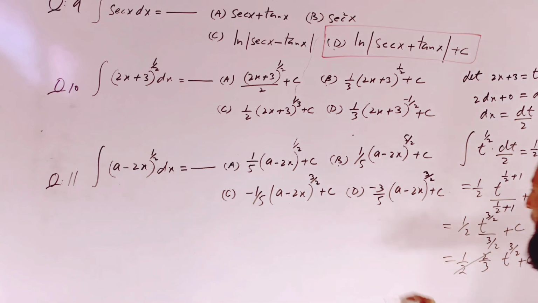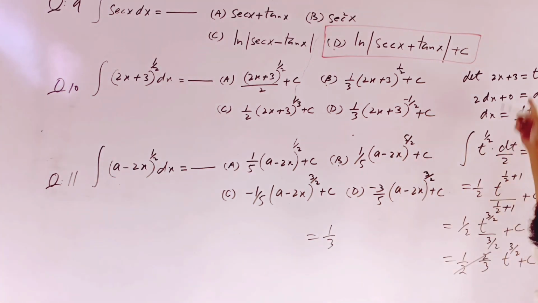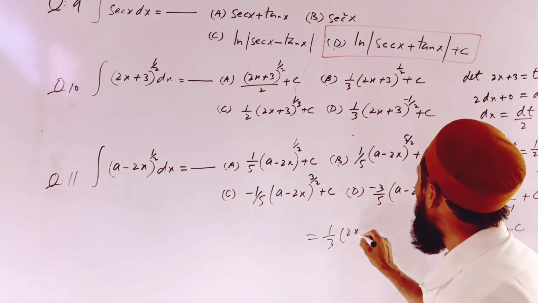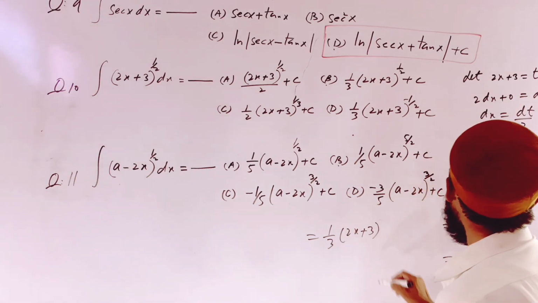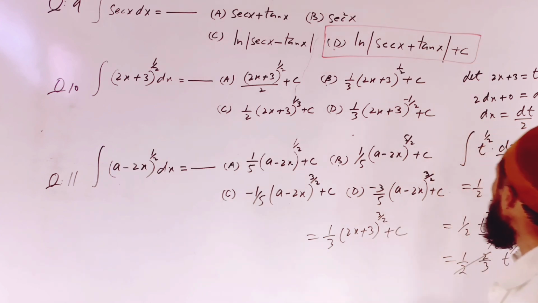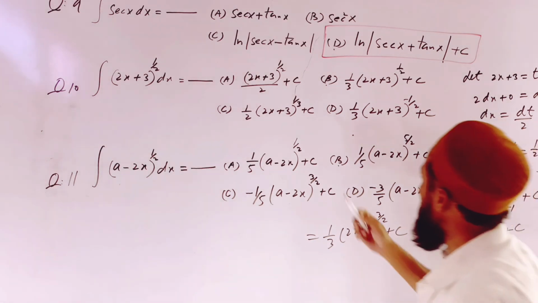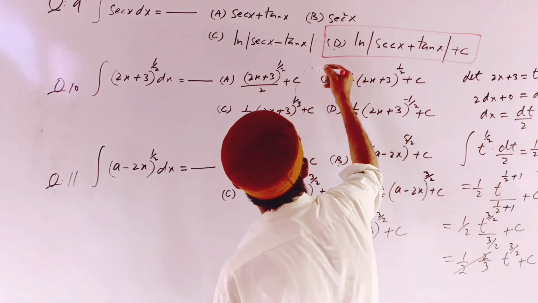Both 2s cancel and we get 1 by 3. In the place of t we put 2x plus 3, with power 3 divided by 2, plus c. So that is the correct option, 1 by 3 (2x plus 3) to the power 3 by 2. Option B is the correct answer.